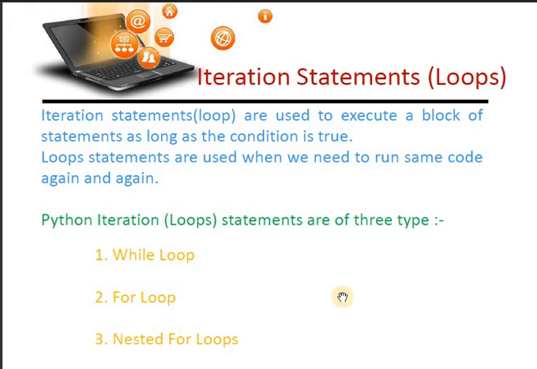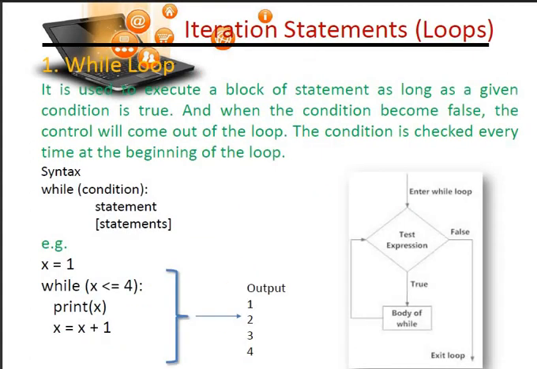Now next is the looping statement, iteration statements. You already know, we have already discussed the two loops, while loop and for loop, and one more, the nested for loop also. Now while loop is also called the entry control loop, because first we check the condition, and if the condition is true, then the statements are executed. Fine. Like here, this is the example.